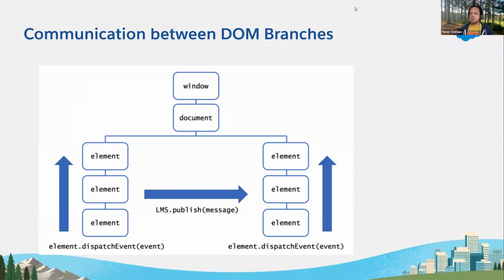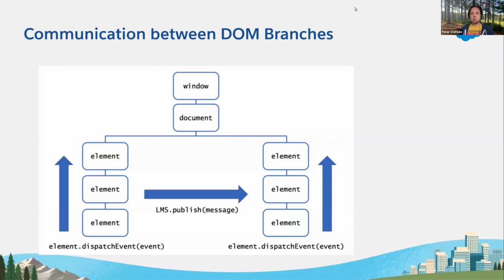So this is just meant to illustrate that idea about communicating between DOM branches. Obviously it's a bit of a simplified diagram, but on the two sides at the bottom there, you have some kind of branches of elements in your DOM tree. And of course, sending an event up the DOM tree is a natural feature of the DOM API.